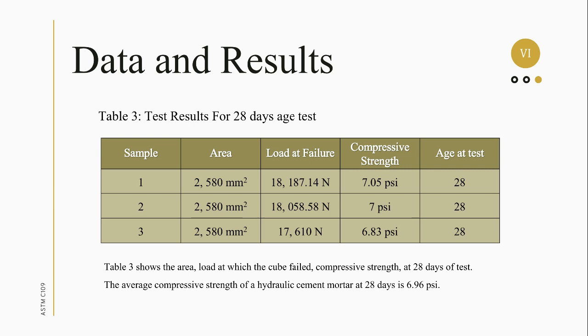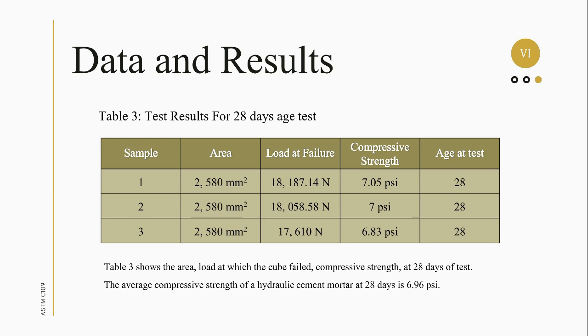Table 3 shows the test results for the 28 days age test. All 3 samples have an area of 2,580 mm squared, but also differ in load at failure. Sample 1 has a load at failure of 18,187.14 Newton and leads to a compressive strength of 7.05 psi.